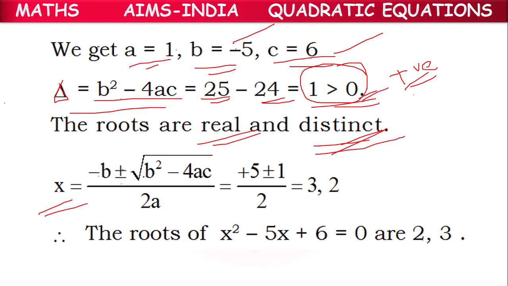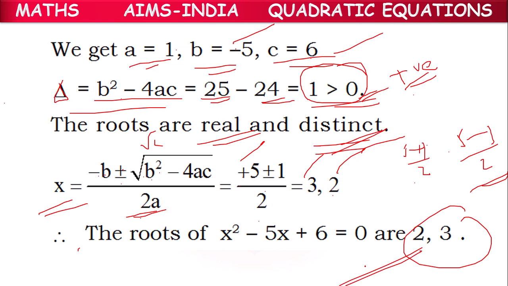Minus b plus or minus root of b square minus 4ac by 2a, formula we have to apply. Minus b, minus of minus 5, plus 5. b square minus 4ac we have already calculated as 1. So root of 1 equals 1. So plus or minus 1 by 2. Means 5 plus 1 by 2 is one root, 5 minus 1 by 2 is another root. 6 by 2 is 3, 4 by 2 is 2. So the roots are 2 and 3.